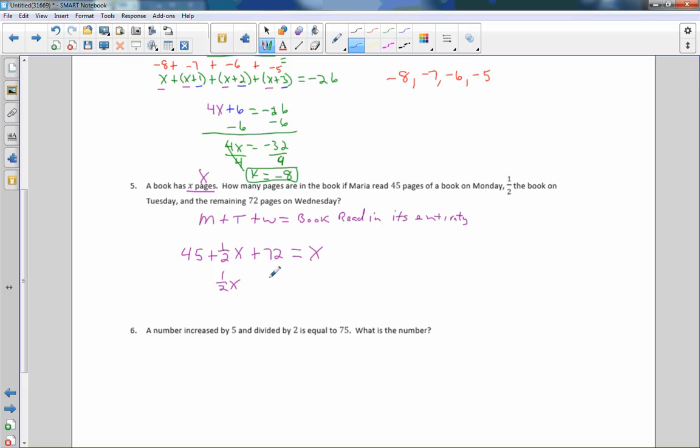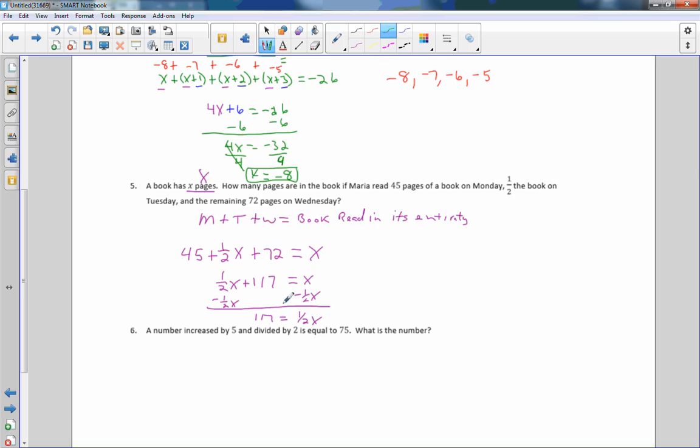5 plus 2 is 7. 4 plus 7 is 11. So 45 plus 72 is 117. 1/2 x plus 117 equals x. I don't want x's on both sides, so I'm going to move the smaller. I'm going to move the 1/2 x to the other side. And I subtract, and I get 117 equals 1/2 x. X minus 1/2 x leaves 1/2 of x.